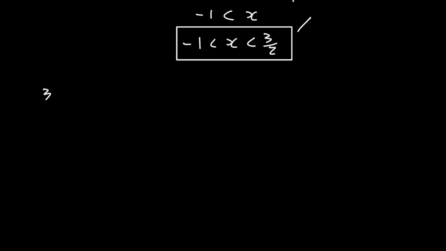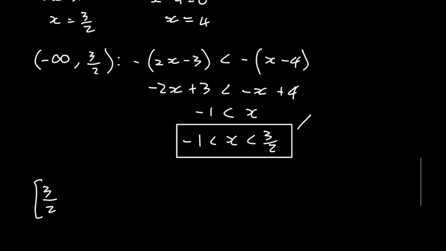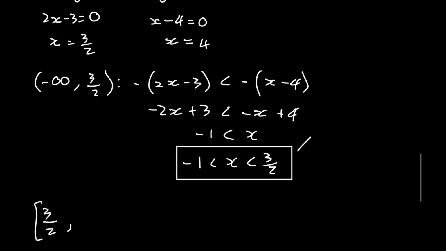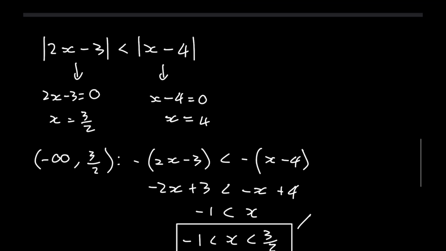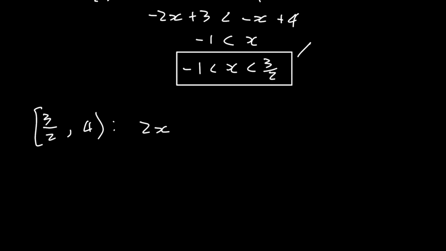So now we're going from 3 over 2 inclusive this time, because we didn't include it here, all the way to 4. So now, if we take a random value between 3 over 2 and 4, let's say 3, we'll notice that this part of the inequality will be positive and this part will be negative. So therefore, the absolute value will not have to distribute a negative here, but it will have to distribute a negative here. So now we can solve for x.